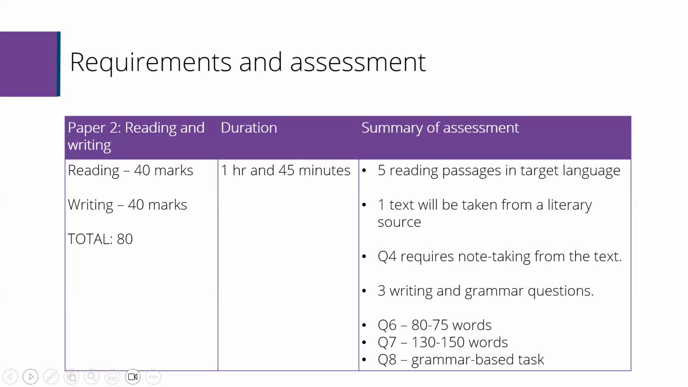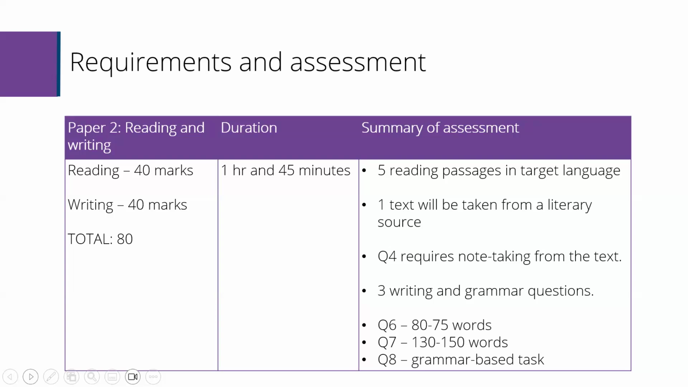So we mentioned reading, that was 40 marks. Writing is also 40 marks. The duration of the paper is also important. It's 1 hour and 45 minutes. In fact, students are probably going to need a bit more time to write than they are to read. So again, giving them some practice in managing their time here is important. 1 hour and 45 minutes for students aged 16 in this day and age is quite a long time. It's quite a long period of assessment, and they've got a lot to do.